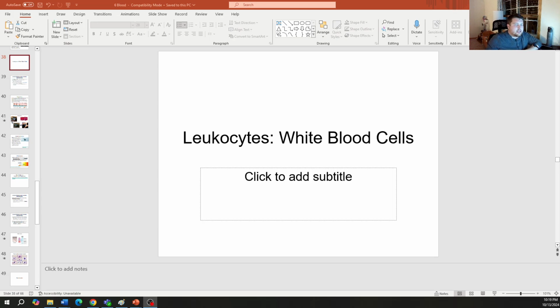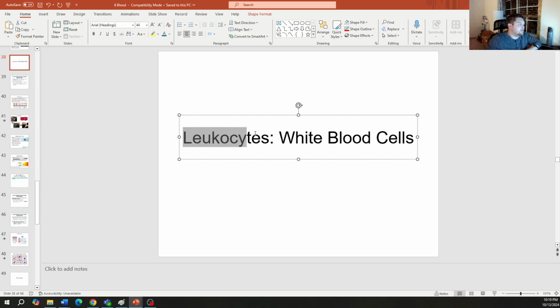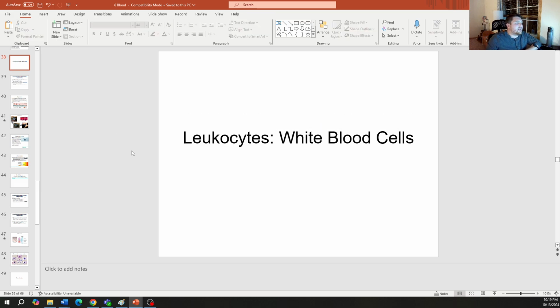Jumping right back into the leukocytes, aka the white blood cells. Please, please know your terminology. Again, this is part 2 of blood, of biology of cells and tissues.